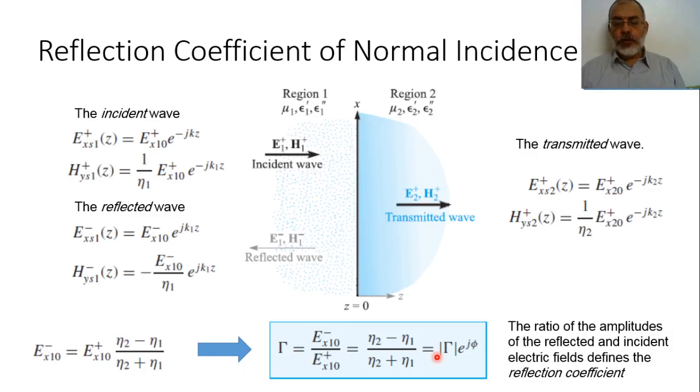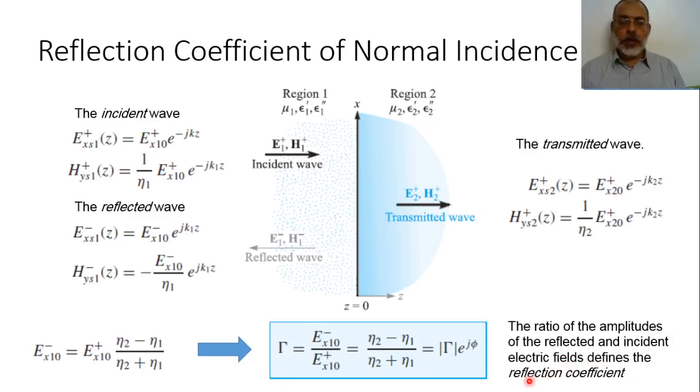For the case of lossless media, eta 2 and eta 1 are pure real. So in this case, if eta 2 is greater than eta 1, the phase would be 0. And if eta 2 is less than eta 1, the phase would be pi. Okay? That's what we are seeing. The ratio of the amplitude of the reflected and incident electric field is defined as the reflection coefficient.